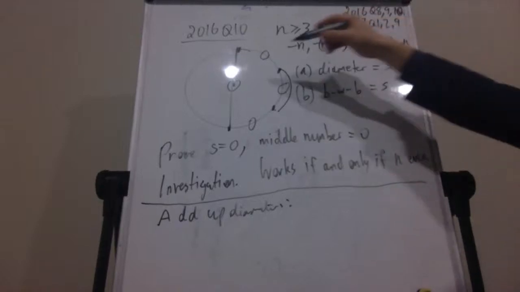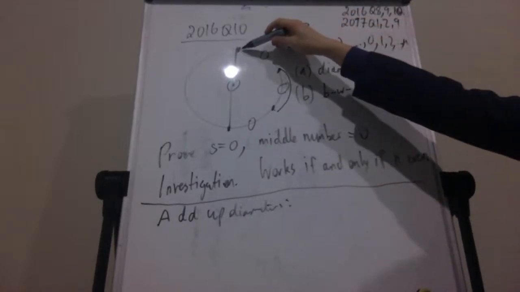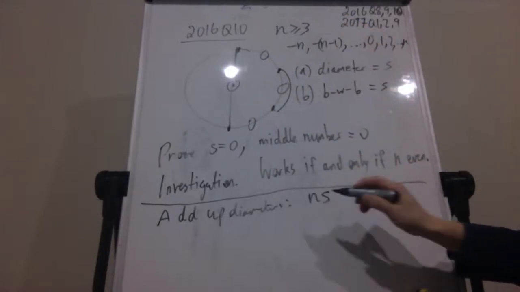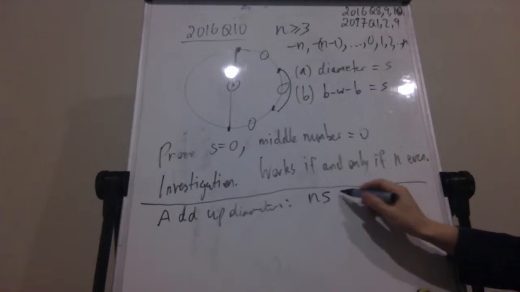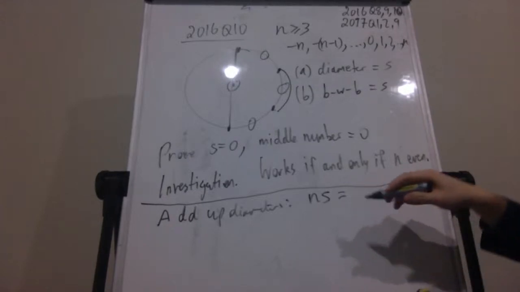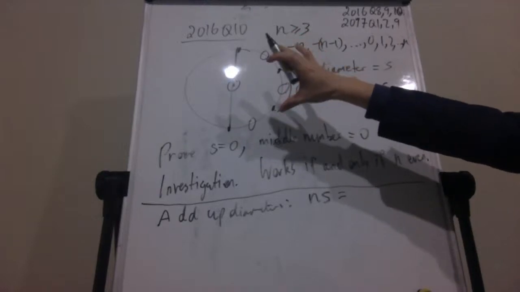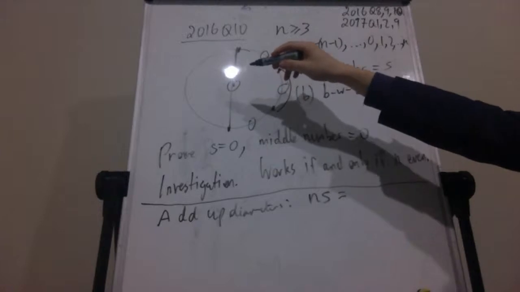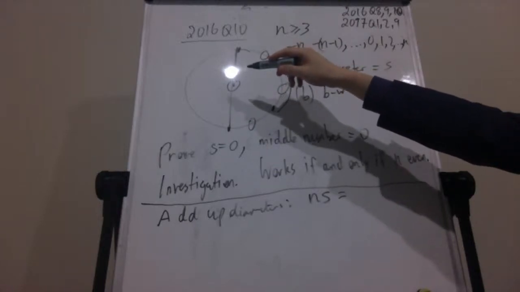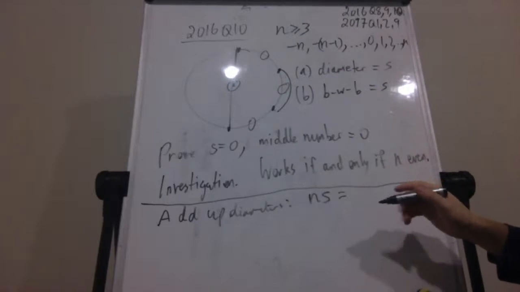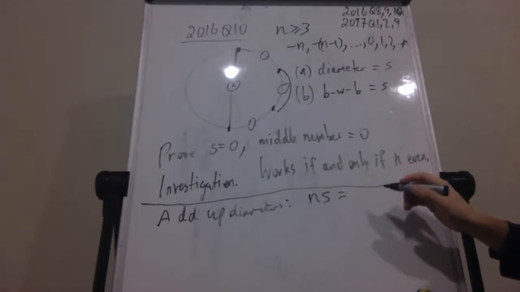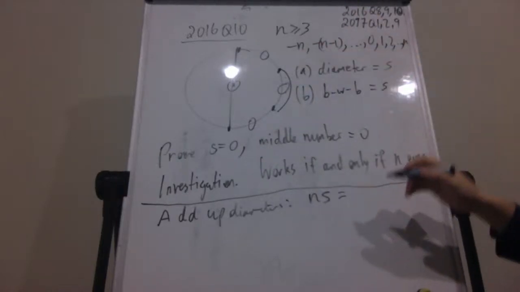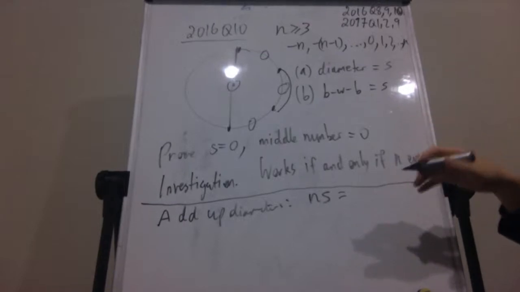Okay, can you see that the diameters add up? There's n diameters, and each of them adds up to s, right? So it's ns equals. But what's on the diameters? If you look at all the diameters, that'll get all the points except for the middle point, and you'll get the middle point a ton of times, right? So you get all the outside points plus n times the middle point. So that's all the points plus n minus 1 times the middle point, and put that equal to 0.